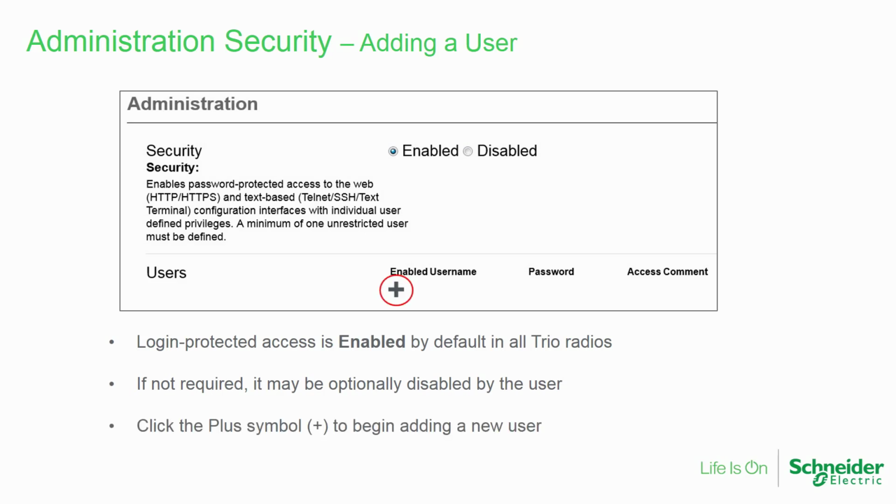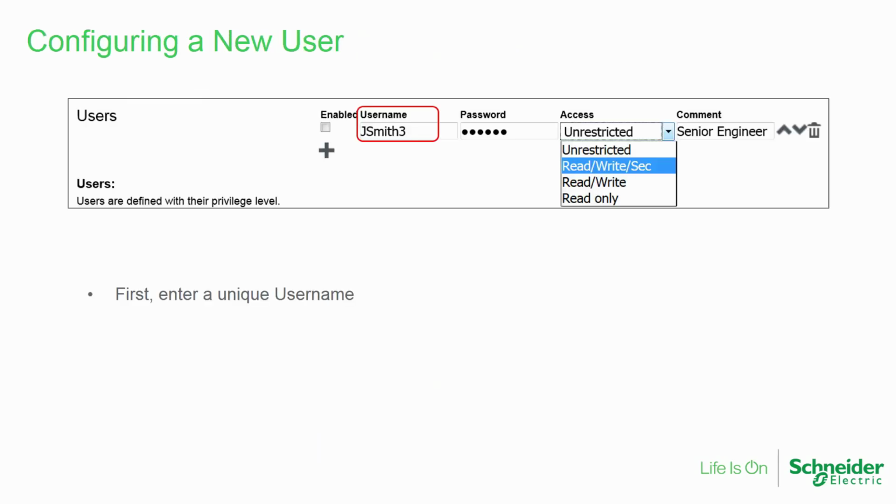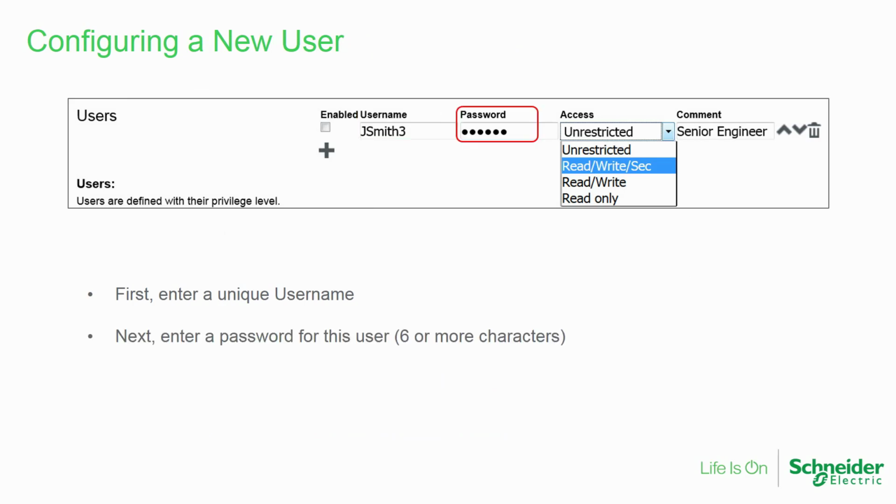Once on the Security page, click the plus symbol to begin adding a new user. After clicking the plus symbol, the Add User dialog appears. First, enter a unique username. Next, enter a password for this user. It must be at least 6 characters in length.